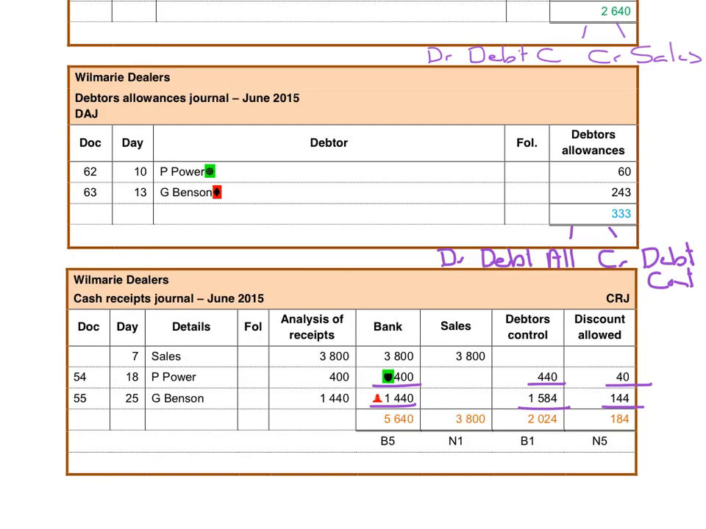When we post this to the ledger, we will debit the bank account to increase the money in the bank. We will credit sales to increase income. We will credit debtors to show that the account decreases because assets decrease on the credit side. And we will debit discount allowed because discount is an expense and expenses increase on the debit side. If we add the amounts on the debit side, the bank amount and the discount amount, and we add the figures on the credit side, then the debits and the credits will be exactly the same to indicate that we've completed a double entry.